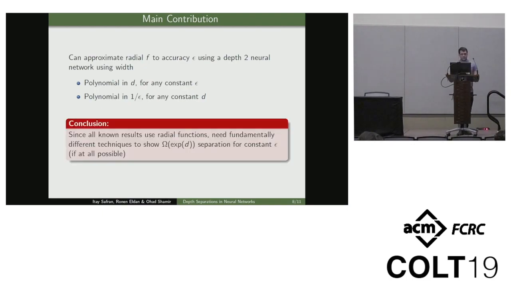So what is the conclusion here? The paper asks what is being separated, and the answer is that both parameters are being separated. If we fix either quantity, either d or epsilon, then we are able to get an efficient polynomial dependence on the other. So if we want to show such separation results having exponential dependence on the input dimension when epsilon is fixed, then we would need to use fundamentally different techniques than the ones we know so far, if at all possible.